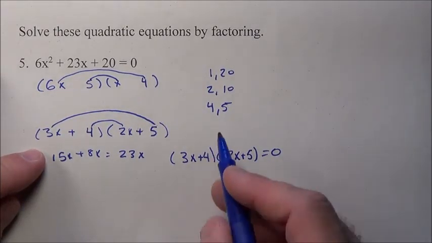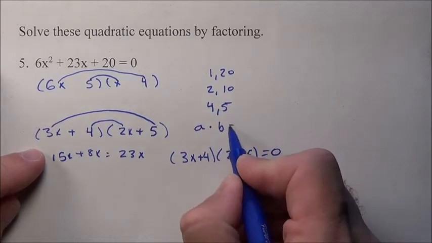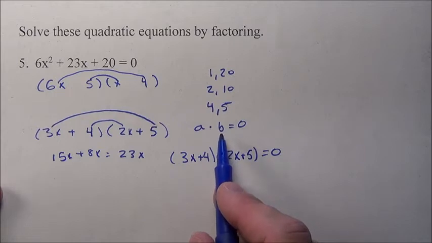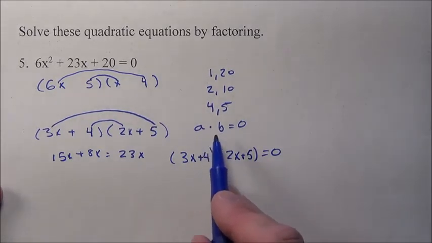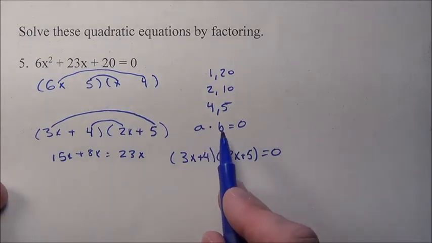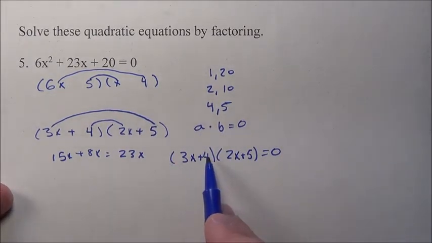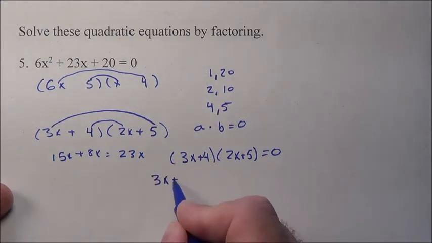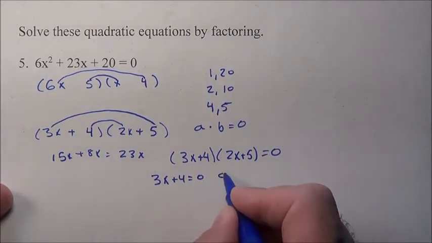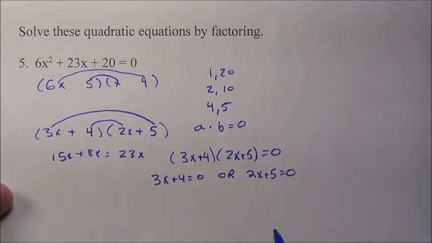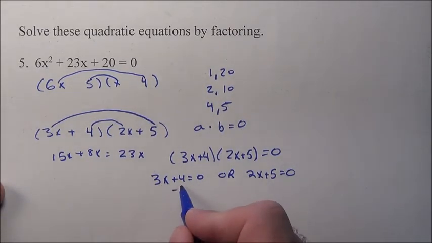So if I have two things multiplying, if I have a times b, two things multiplying to give you 0, one of these pieces has to be 0. That's the only way that can happen. If they're both non-zeros, you can't multiply two non-zero numbers to get 0. Either this is 0 or that's 0. So I have this times this is 0, so that means the 3x plus 4 has to come out to be 0, or maybe it's the 2x plus 5 that comes out to be 0. But one of those has to come out to be a 0. So now we just solve for x.